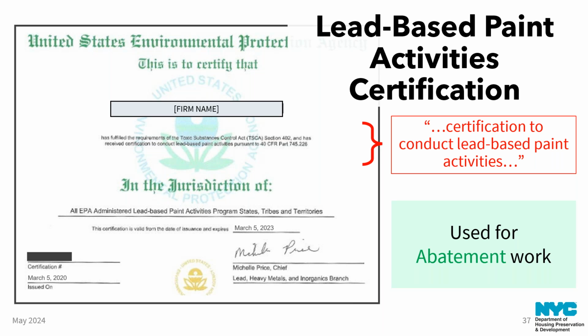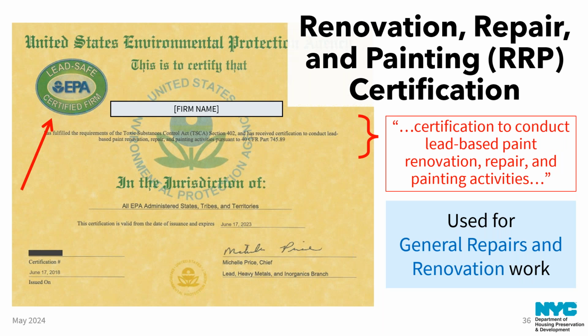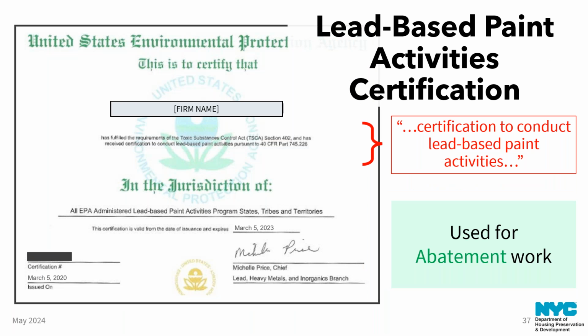Now, I want to just repeat that these licenses are for different kinds of work. So if a firm has this abatement license, they cannot do general repair and renovation work unless they also have the general repair and renovation license. Similarly, if the firm has this general repair and renovation license, they can't do abatement work. So a firm could have one license or the other license or both licenses. You want to make sure that they have the right license for the situation that you are hiring them for.